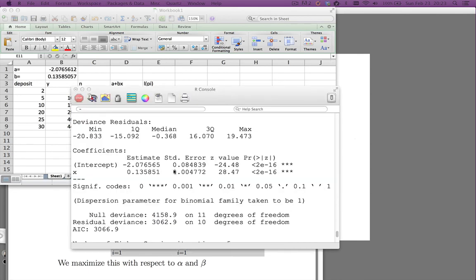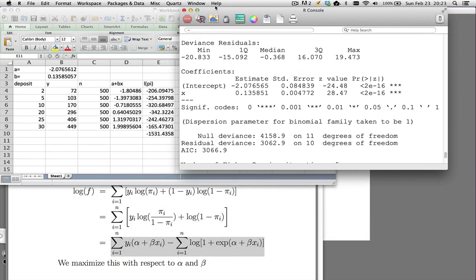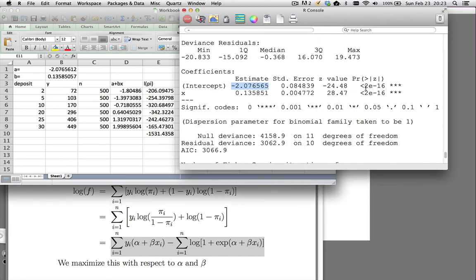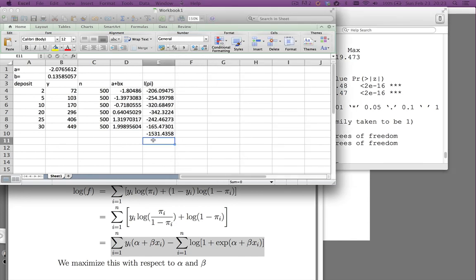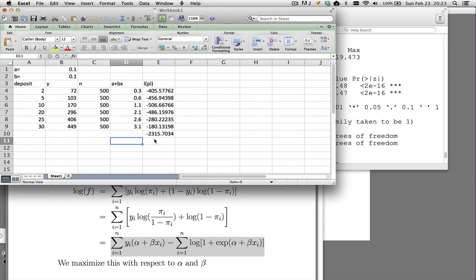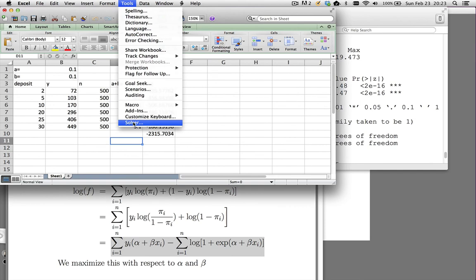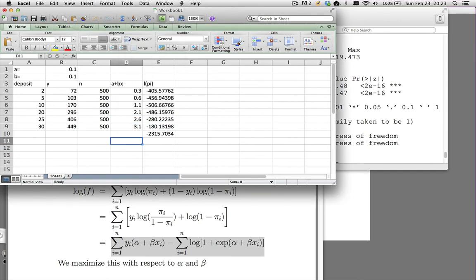Now let's compare what we got in R with what we got in Excel. Notice the intercept in R was minus 2.07, so it looks like that's right. The slope we also got right. And where's this minus 1503? Well, this 1503 is the likelihood. If we take minus 2 times that, we get something called the deviance. I think I just undid that, so I think we're going to need to redo the Solver. I didn't mean to do that.